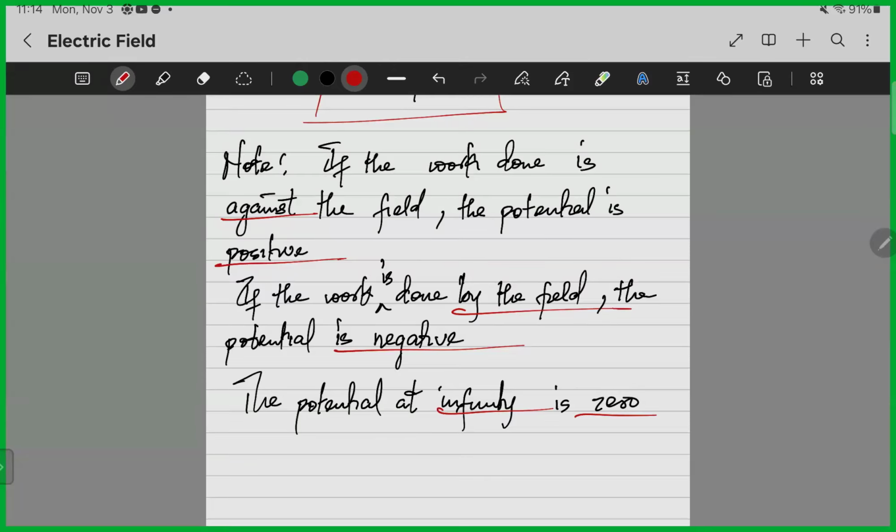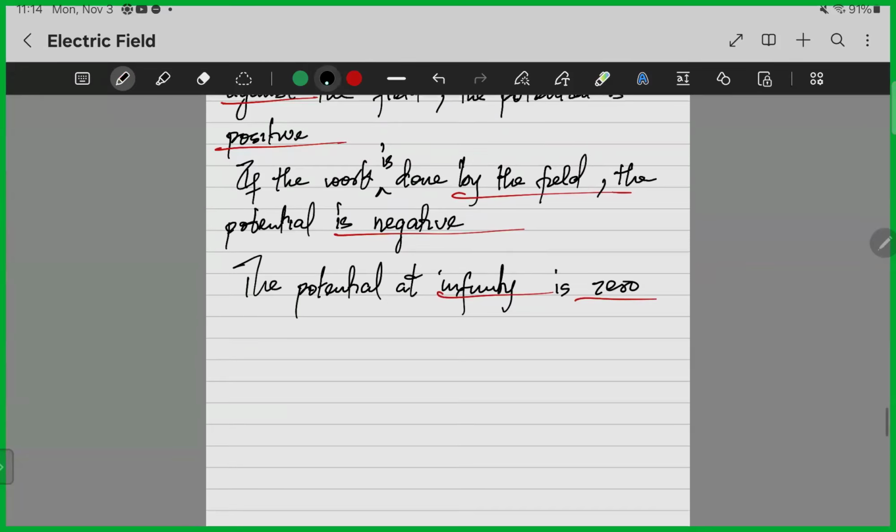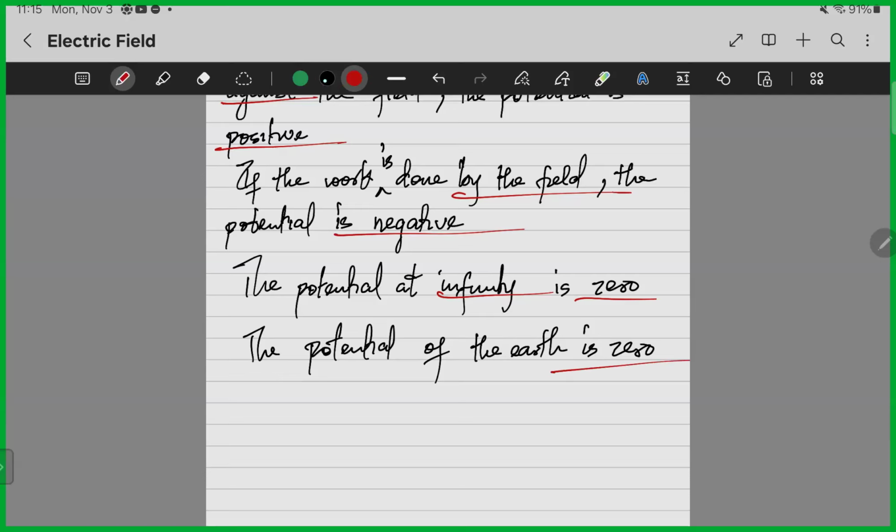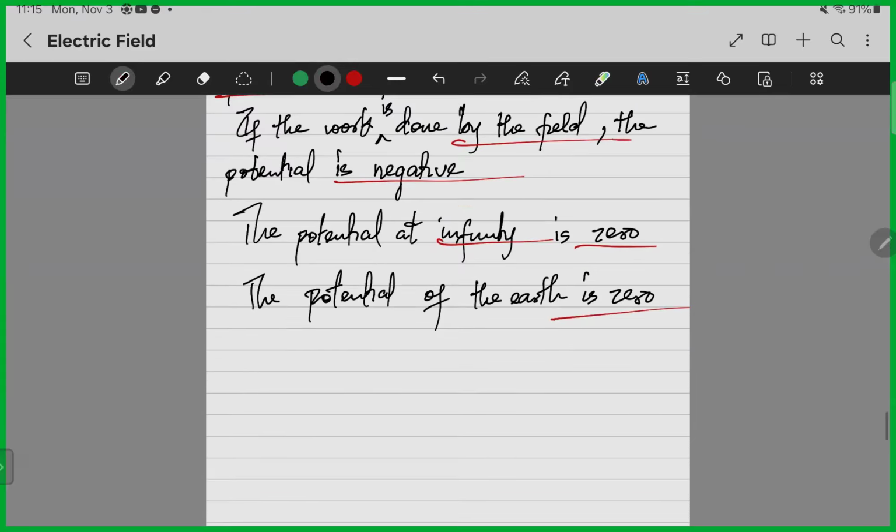Also, the potential of the earth is 0. So let's make that point. In case you are asked in a multiple choice question or any other place, just keep it in mind. It's a very important point. The potential of the earth is 0. The earth is used to test the potential of bodies. This is done by connecting a wire from the body to the earth. The body is said to be earthed.